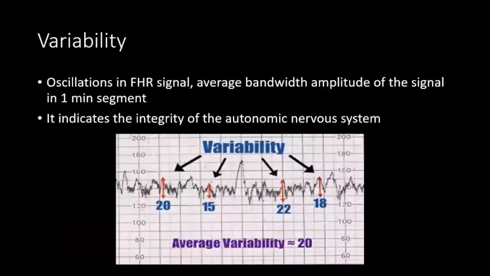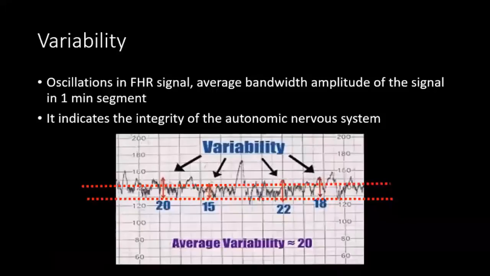Next is variability. Variability is oscillation in the fetal heart rate signal, the average bandwidth amplitude of the signal in a 1 minute segment. Very complicated, you don't understand what it means. Basically, it just means this. Again, you put a line at the maximum of this small wave, put a line at the minimum, and then you measure how many. So this is roughly around 15 beats per minute. So that is the variability of the CTG, which is 15 beats per minute. It indicates the integrity of the autonomic nervous system.